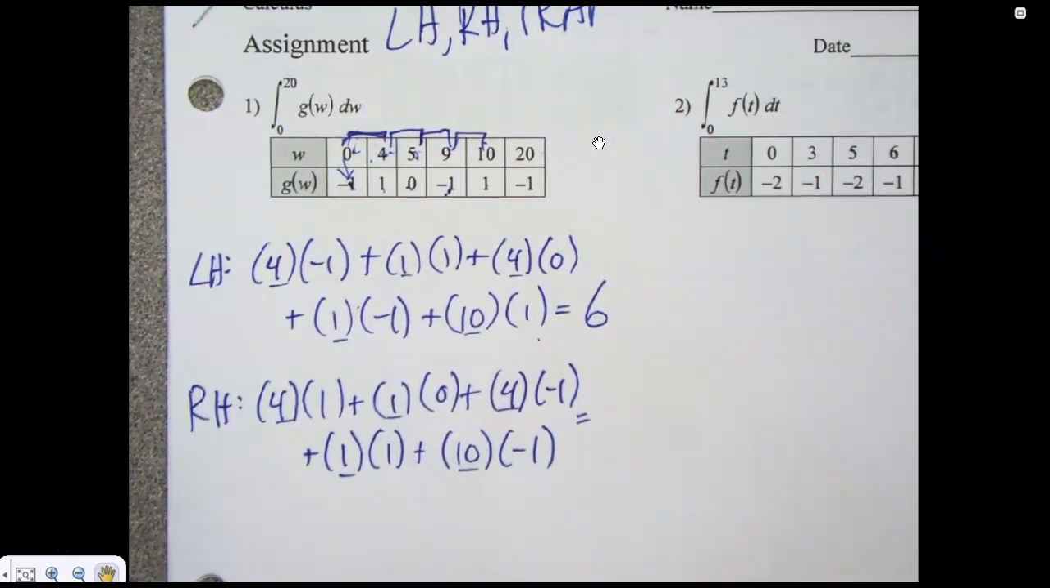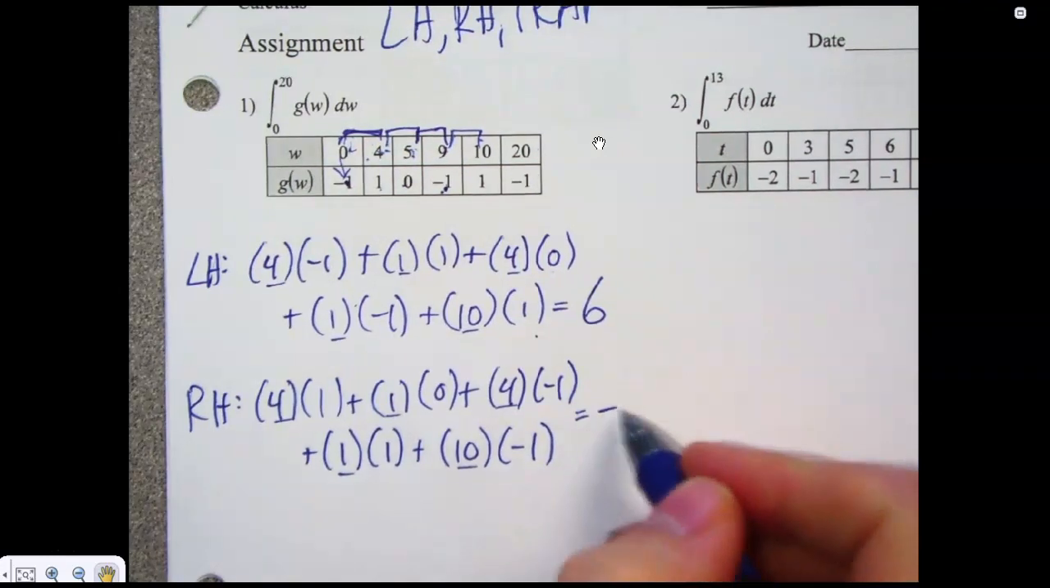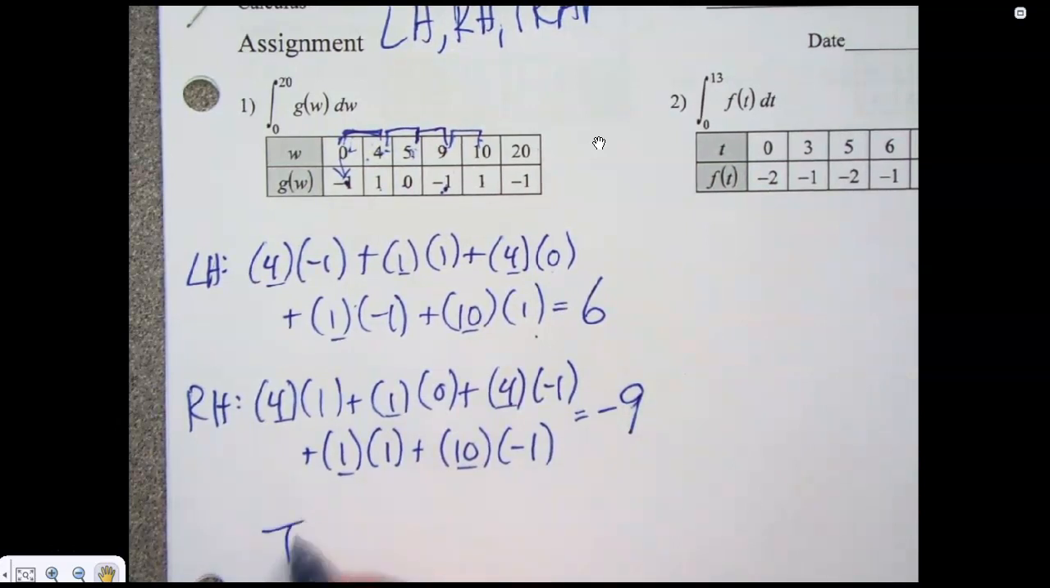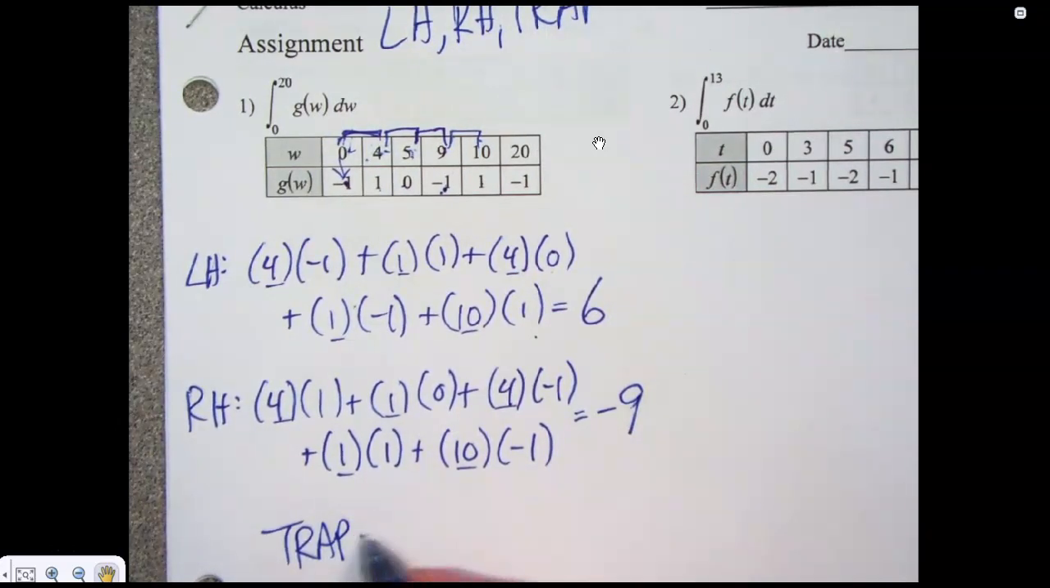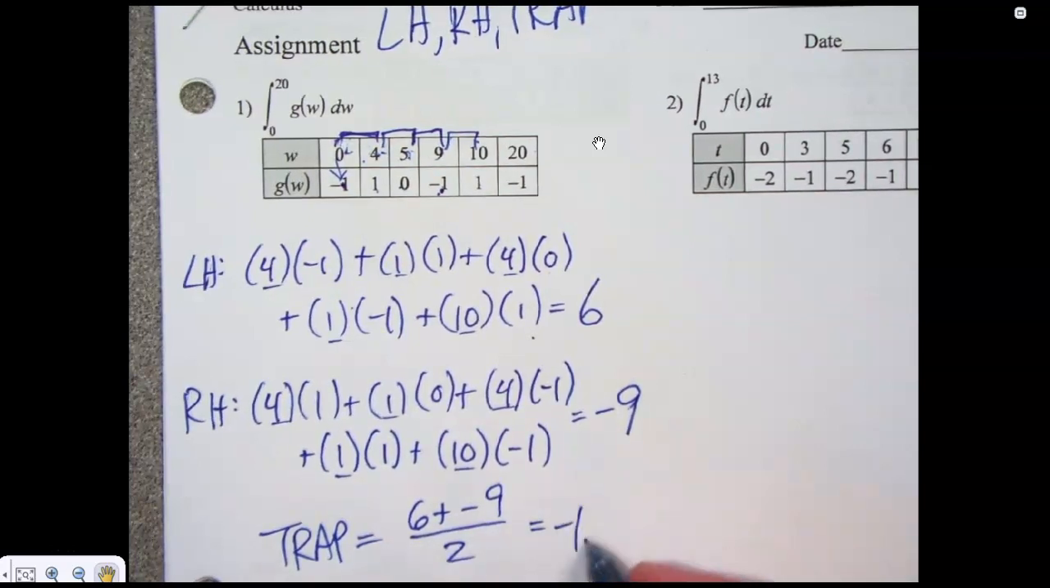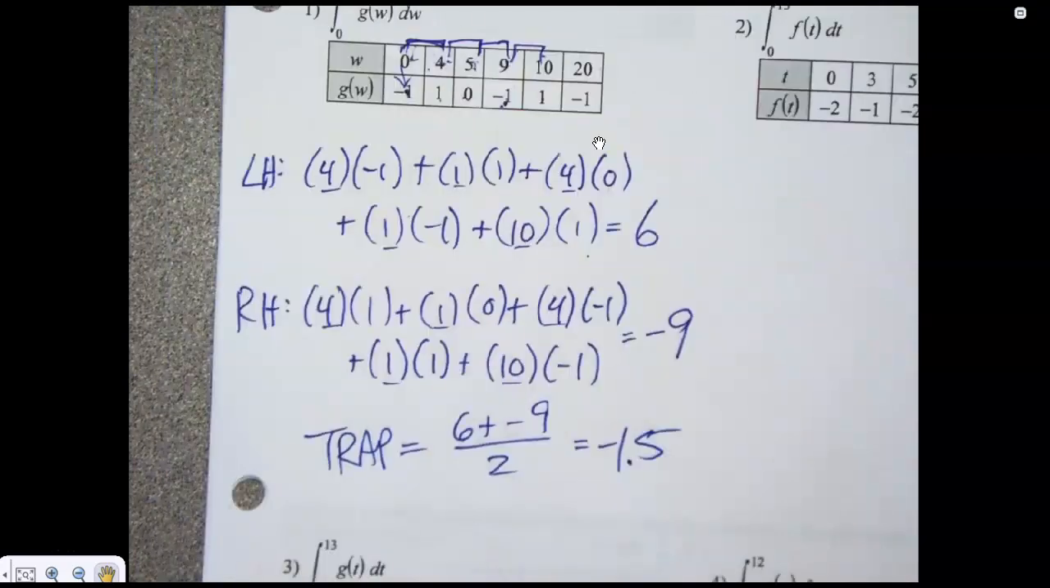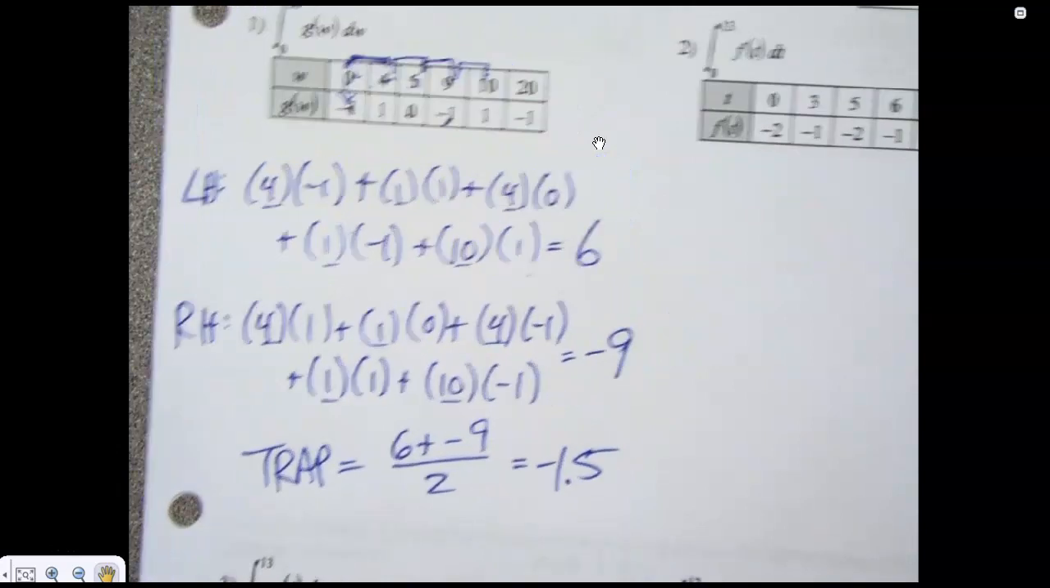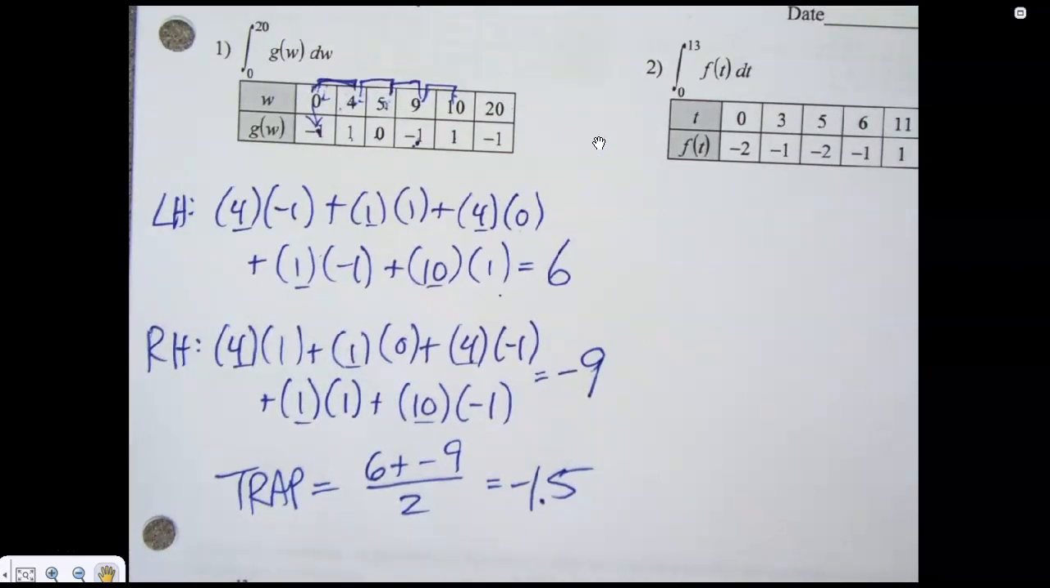So what's this? 4, negative 9. Those are pretty far apart. And then trap would just be the average of those. So 6 plus negative 9 over 2. So negative 1.5. Questions on what I'm doing there? Does that seem alright?